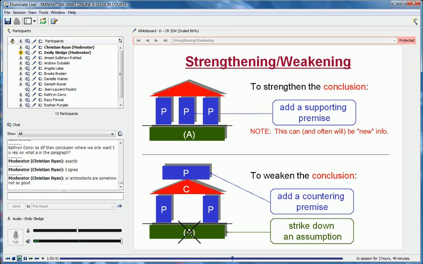Okay, good. To that I will just sort of add this comment. If you're going to label something as a weakener with a W, in fact we're going to do that in just a minute, I'd call adding a countering premise a little w and striking down the assumption a big W. Because it's sort of like in our building. You could put something on the roof and not have it collapse, but if you dig out the foundation, the whole thing will collapse.